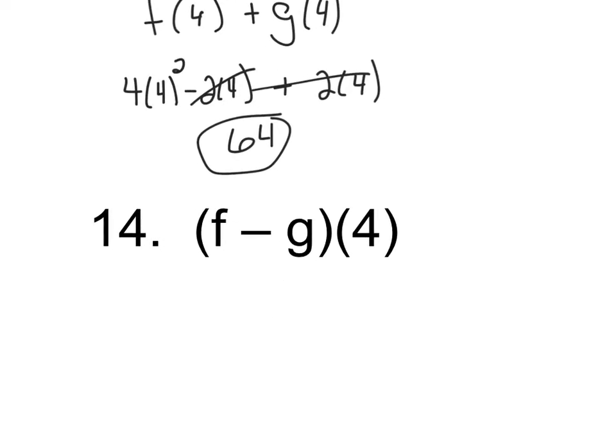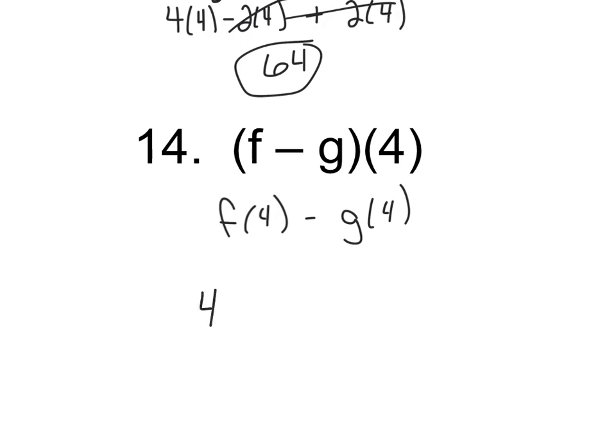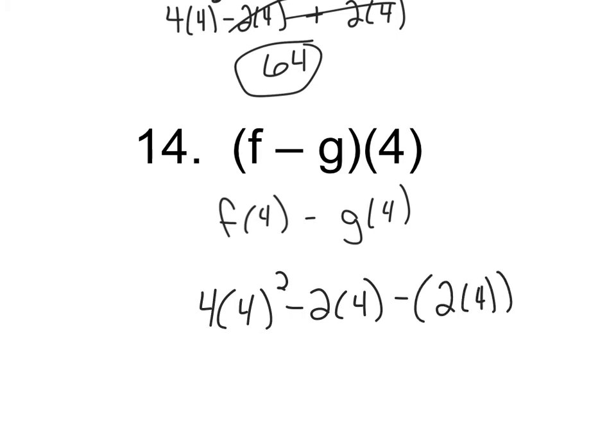And then the very last one, f minus g of 4. Same thing, f of 4 minus g of 4. Just be careful when you're putting it in your calculator. And remember minus, and that's going to be 2 times 4. If you throw that in your calculator right, you should get 48. So again, not too bad, just kind of tedious. So be careful, watch your steps, and if you have any questions, let me know.